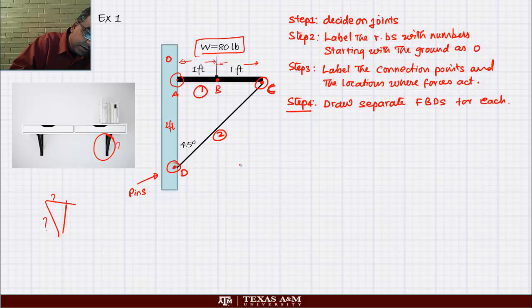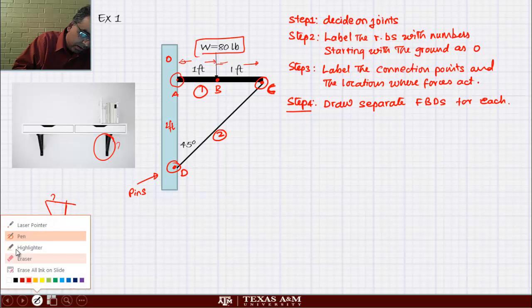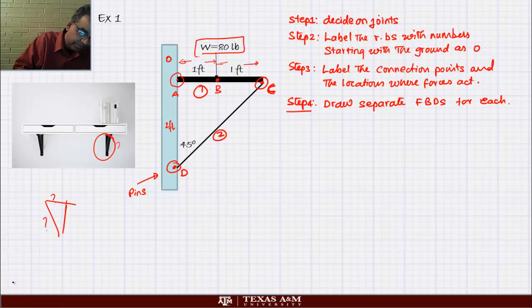So I'm going to draw this here. There's a rigid body 1, this point is A, this point is B, this point is C. That's rigid body number 1. Okay, so far so good.